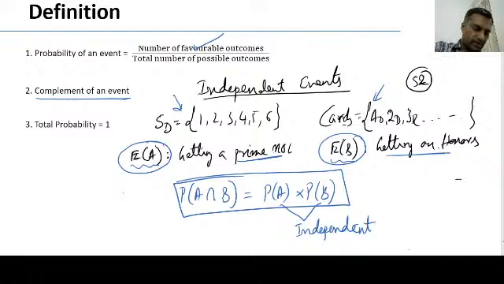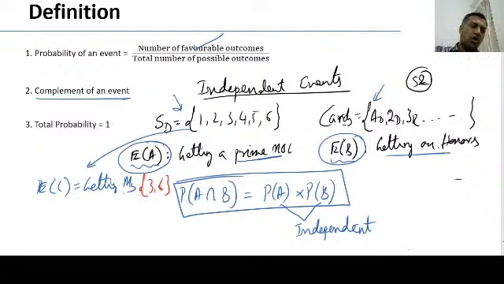If I would have defined an event here, say event C is getting a multiple of 3, what are in my favor in that case? 3 and 6 are in my favor. Therefore, what is the complement of this particular event, C dash?